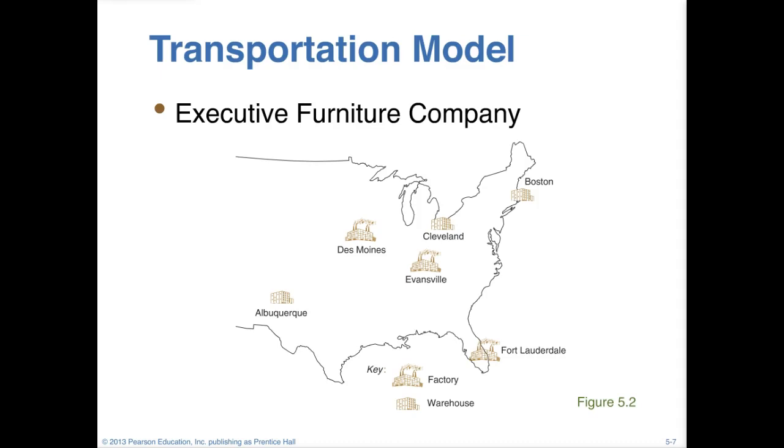So to start us off, we are going to have this transportation model. Just to set this up, we have a furniture company, and they're trying to ship some product. Of course, we need to produce the product, and so they'll be produced in the factory places. If you see here, we have a factory in Fort Lauderdale, we have one in Evansville, Indiana, and we also have one in Des Moines, Iowa. And from there, what we want to do is ship to our end customers in Albuquerque, in Cleveland, and in Boston.